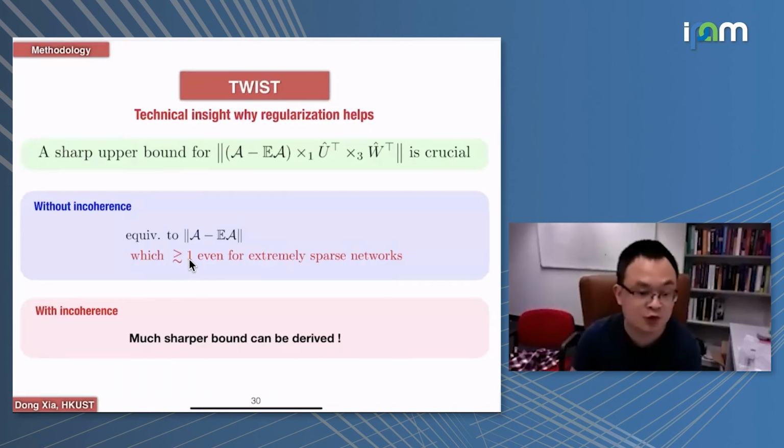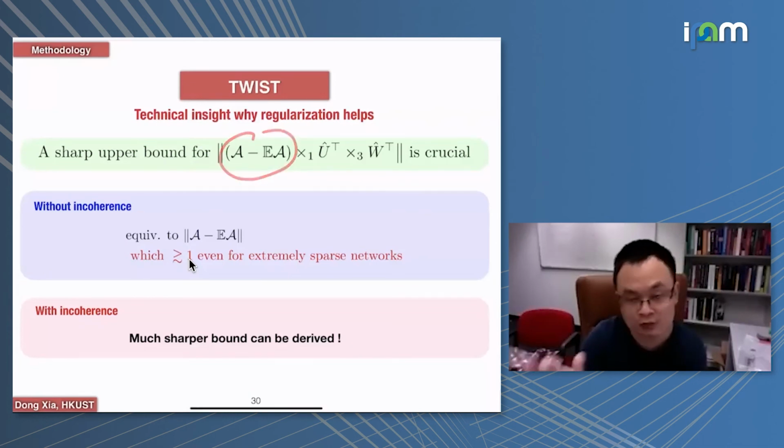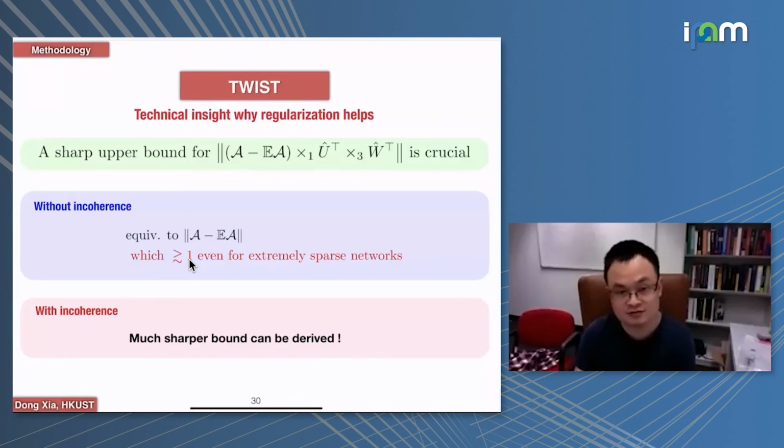Essentially, if we think about it, how do we analyze the accuracy of this power iteration? You can see a very important step is to prove a sharp upper bound for this term. Here, this is the noise part, and we multiply it by the estimated singular vectors.